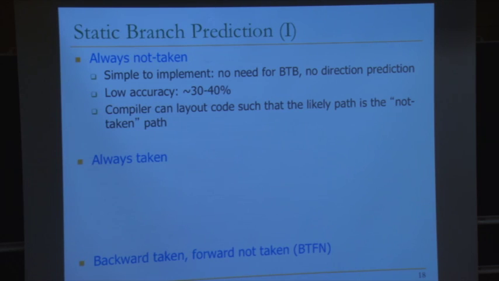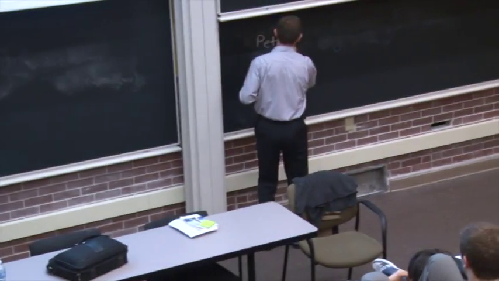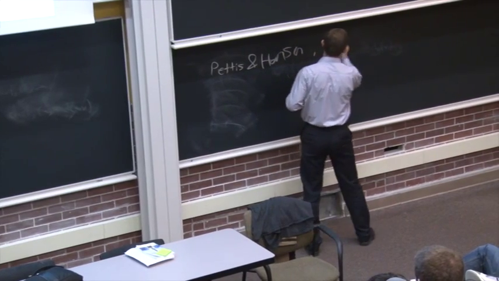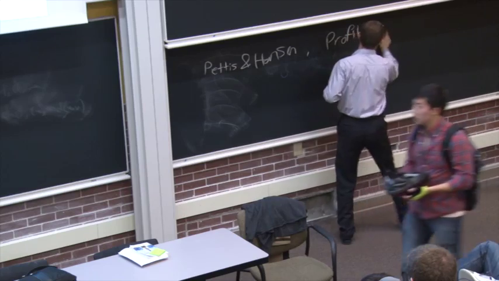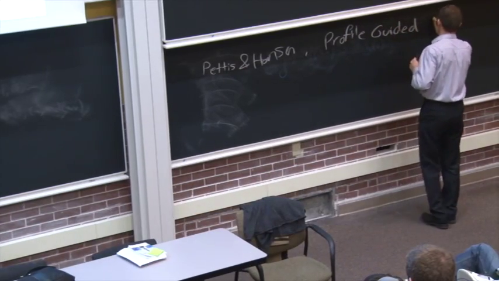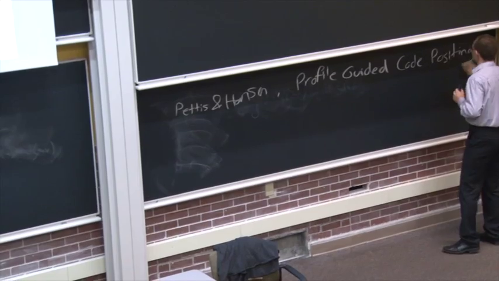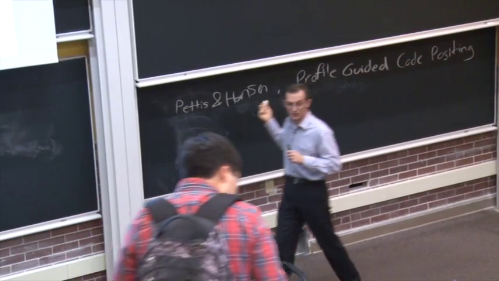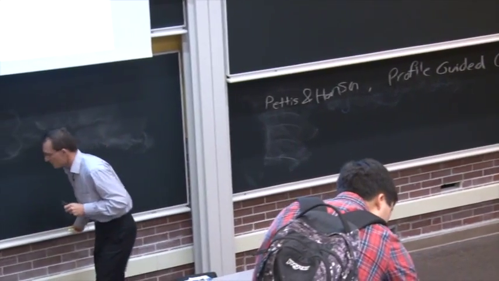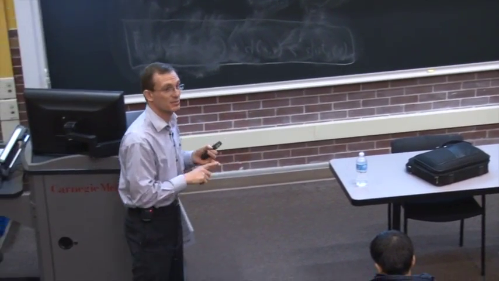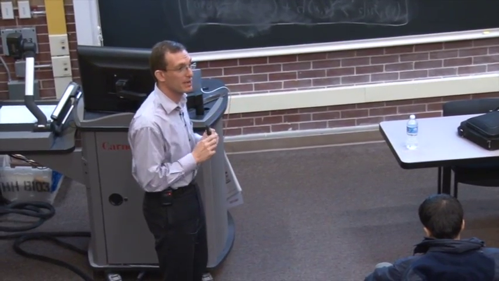And we remember the profile guided code positioning paper. I'd encourage you to read it, actually. That's a beautiful paper. I'll write it again. It's probably on the website, right, Justin? OK, Pettis and Hansen, Profile-Guided Code Positioning. That describes the basic idea of laying out code such that the likely path is a not taken path, and the benefits of this in terms of both instruction cache performance as well as branch prediction performance. And it's a general mechanism that's employed by many compilers today.